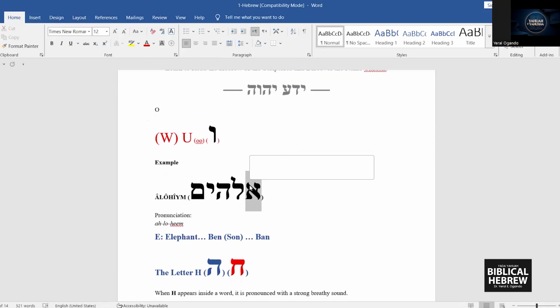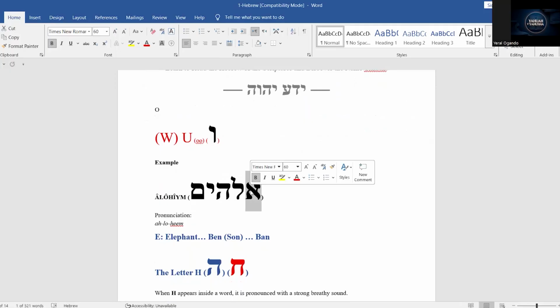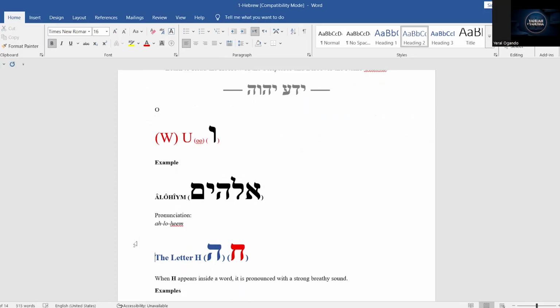We have Alef, which is Elohim, because this is Alef, and it represents the sound of A, which is A in Hebrew. So it is Elohim. That's the translation for what you call God, but it's actually in plural, which is gods, but we're going to check that later. We're going to learn everything later. This is just an example for you to keep the sound of the vowel.